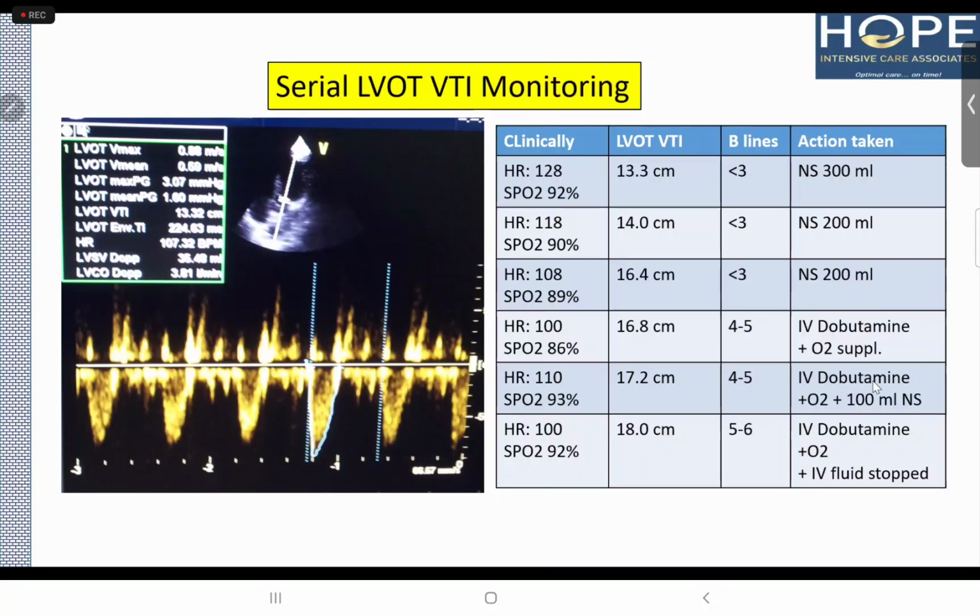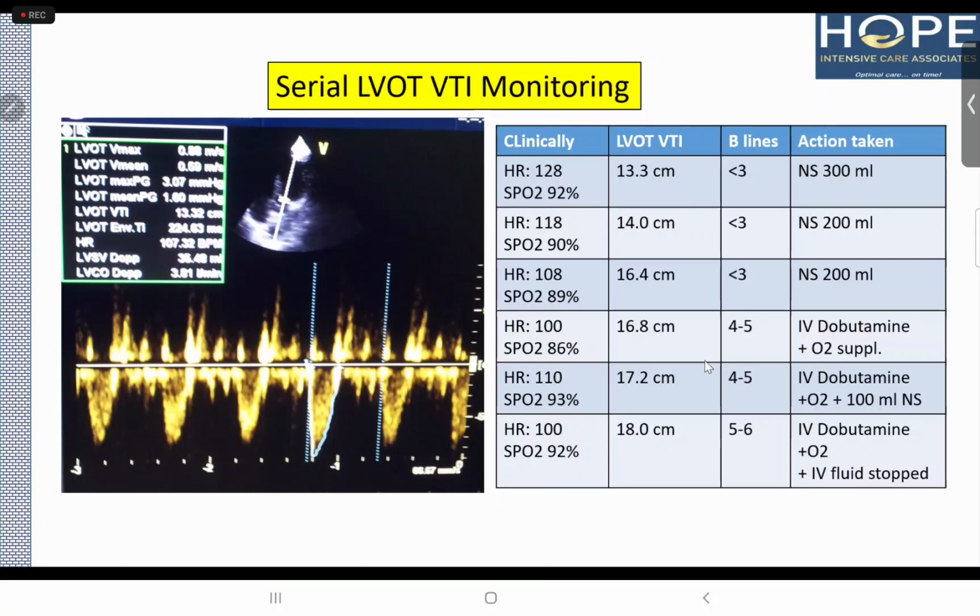So you continue IV dobutamine, and you dare to give another small amount of fluid, say 100, because dobutamine would have shifted the Frank-Starling curve a little bit as contractility would have increased. So this patient can accommodate a little more fluid. After this, saturation is okay, LVOT VTI is okay, with a little more congestion. At this point, you stop IV fluid, and the patient's hypovolemia is covered. By this time, you have already given antibiotics, sepsis is covered, and cardiogenic shock is supported by dobutamine.